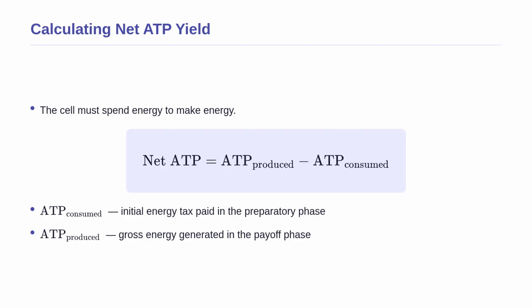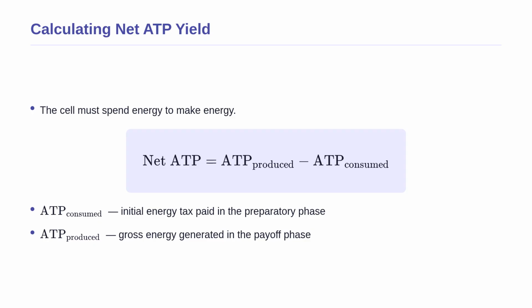This molecular tracking leads us to an important question about energy economics. How does the cell manage its energy budget? Just like starting a business, the cell has to spend some of its own money, or energy, first to get the process started. We calculate the final profit using a simple formula. Net ATP equals ATP produced minus ATP consumed.